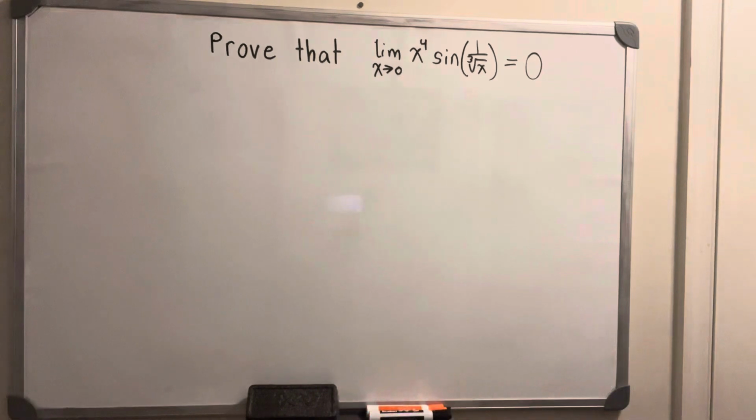This problem says prove that the limit as x approaches 0 of x to the 4th times sine of 1 over the cubed root of x is equal to 0.